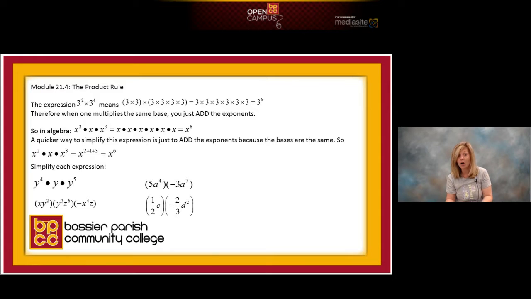If I did it the long way, I'll show you it means the same thing. X squared means there's 2 x's. X means there's another x. And x cubed means there's 3 more x's. So if you write 2 x's plus 1 x plus 3 x's, how many x's do you have altogether? You have 6.